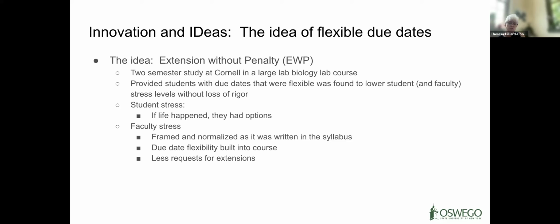In those semesters overall, the extension without penalty was used 78% of the time. When they looked at how many students used it, 41% of the students used it once, 37% used it more than once, and 22% didn't use it at all. It reduced student stress because if something happened, they had options and they didn't necessarily need to talk to their instructor about an extension.